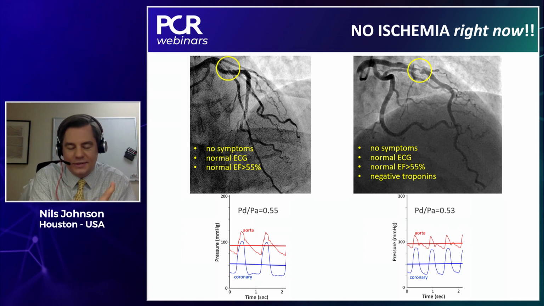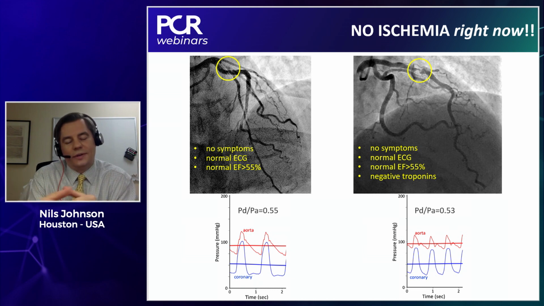And so I want to make the claim that this patient does not have ischemia under resting conditions. He's the example that's shown on the left-hand side of this slide. He has no symptoms at rest. He has a normal ECG. He has normal LV function at rest. And so despite this very impressive gradient down the coronary artery, there is no ischemia.